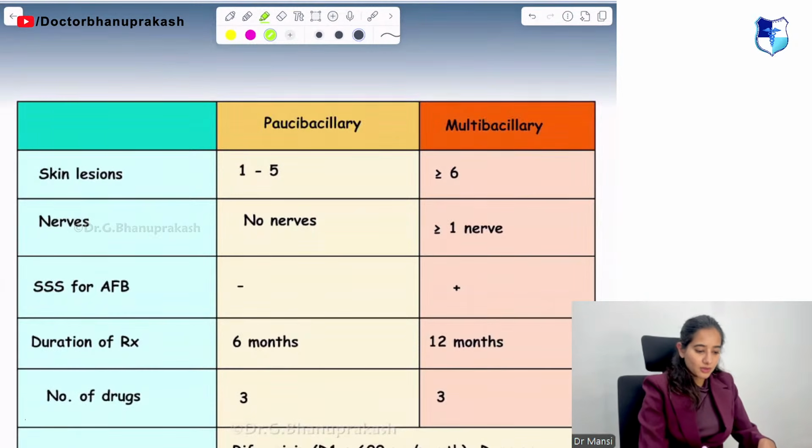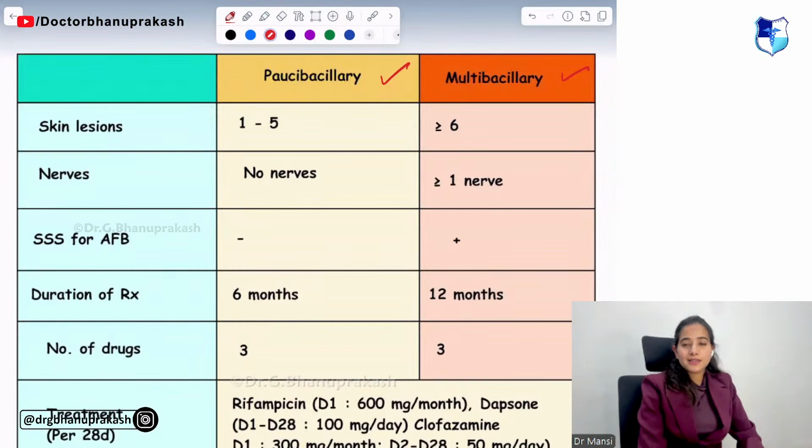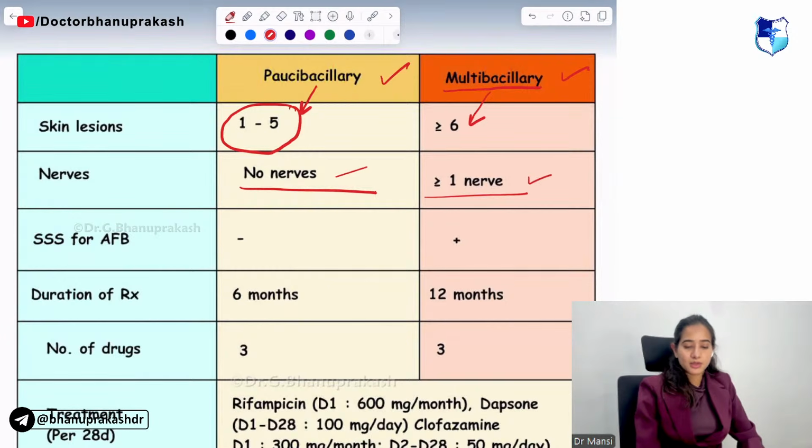Then on the basis of the paucibacillary and multibacillary type, if the skin lesions are only 1 to 5, then you define it as paucibacillary, and you define it as multibacillary when it is more than or equal to 6. No nerves are involved in the paucibacillary type, and more than one nerve is involved in multibacillary.